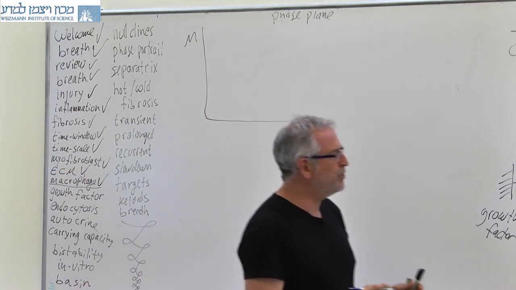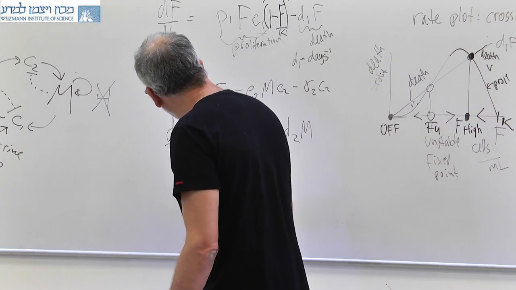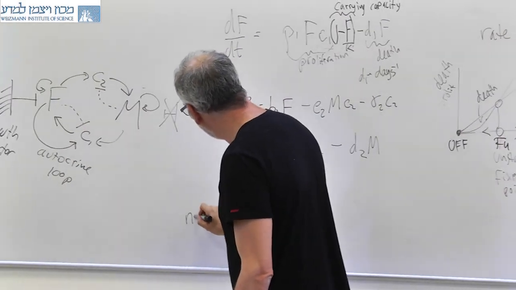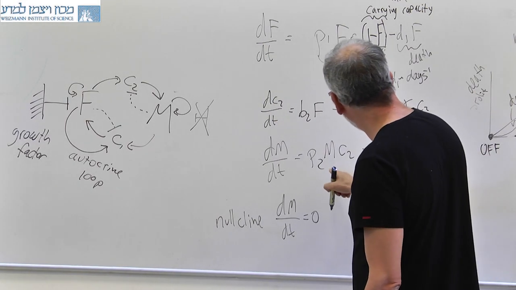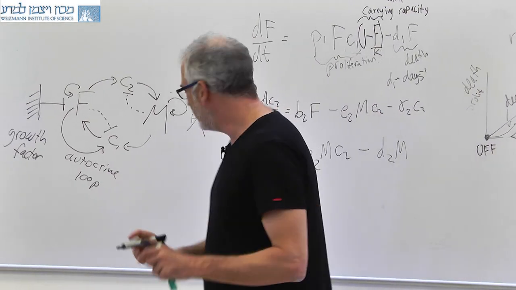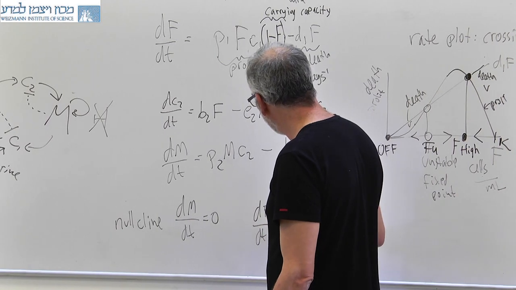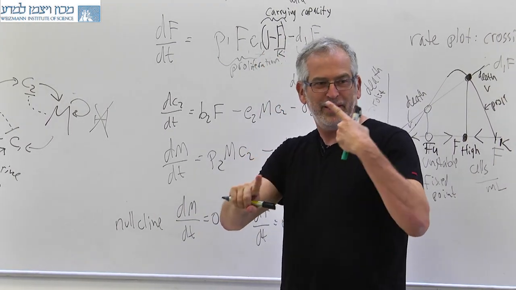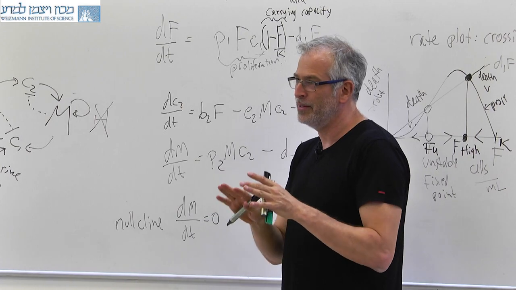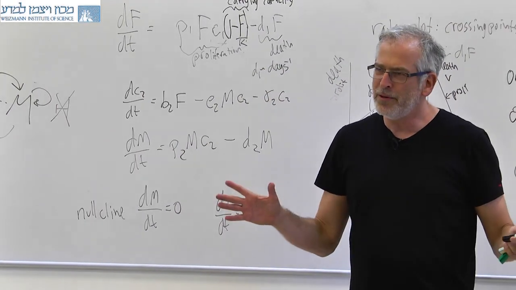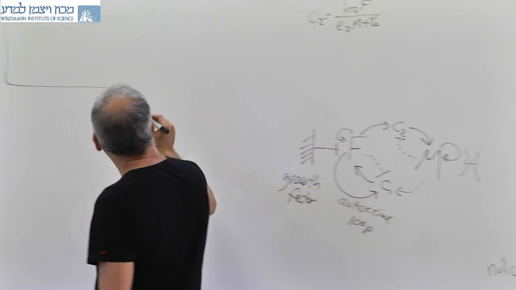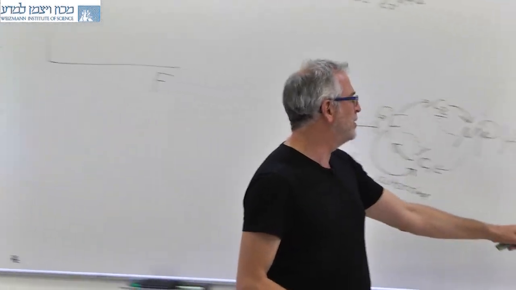An important and useful thing is to ask, when is it that macrophages don't change? And that is called a null cline. It's going to be a line, a relationship between M and F, where macrophages don't change. I'm going to plot it, and then I'm going to plot the other null cline, the line where fibroblasts don't change. And where these lines cross, that's the fixed point, right? Because both fibroblasts and macrophages don't change. So I'm going to plot these two null clines. That's a general technique in dynamical system analysis. How many people have ever used null clines?